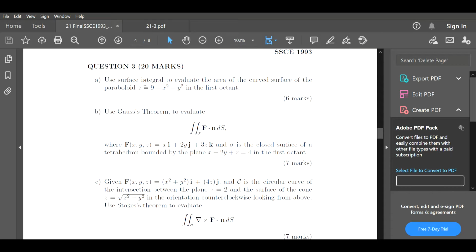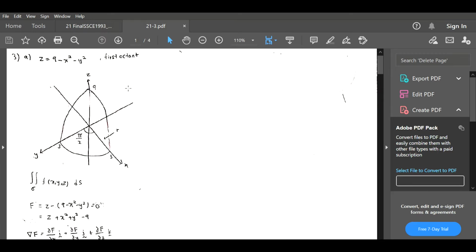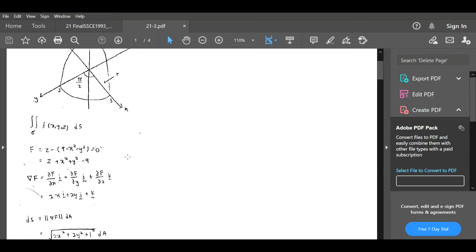paraboloid in the first octant. So right down here, first octant. So you can find the shape, the 3D graph, in the first octant. So what we can get here is theta will be pi over 2, and r equal to 3. The radius will be equal to 3.